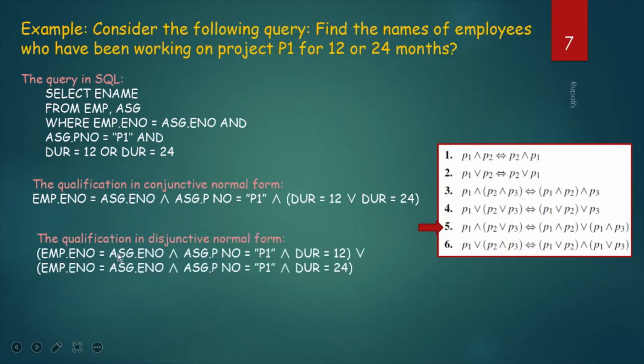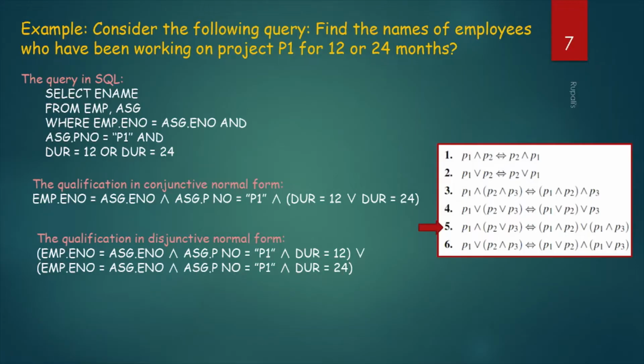Employee.eno equals ASC.eno and ASC.pno equals P1 and duration equals 12, that is P1 and P2, then bracket close. Then between these two there is OR. So here it is OR. Again you start one bracket: employee.eno equals ASC.eno and ASC.pno equals P1 and duration equals 24.